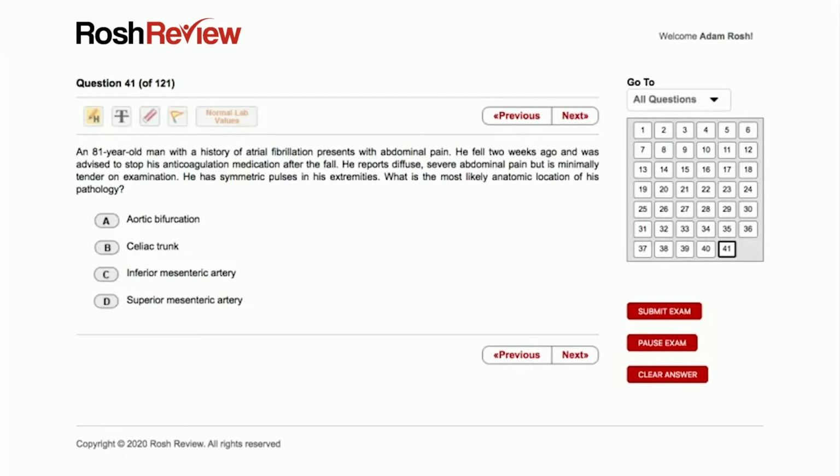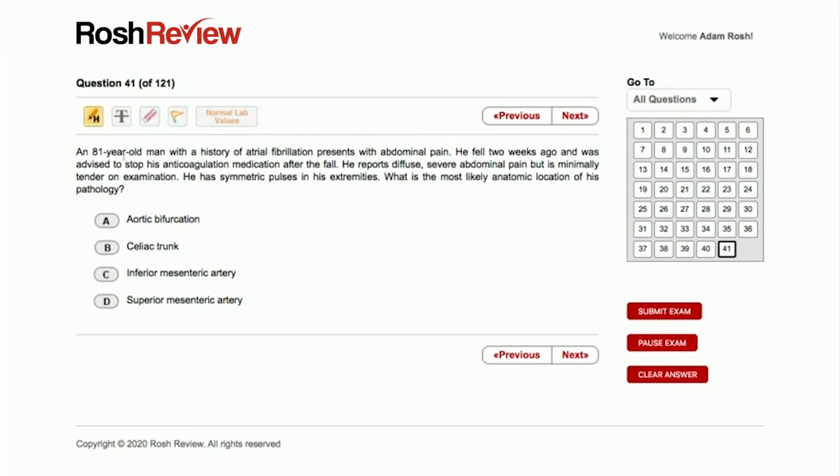And we have answer choices A, aortic bifurcation, B, celiac trunk, C, inferior mesenteric artery, and D, superior mesenteric artery. So this is a second order question. We first need to make the diagnosis, and from that diagnosis, we need to understand which vessel or which part of a vessel is leading to this individual's presentation. So this is a great question, and it shows an understanding of pathophysiology and anatomy. And let's just go over and dissect the question itself.